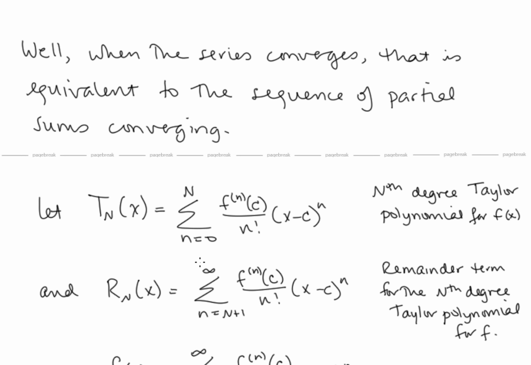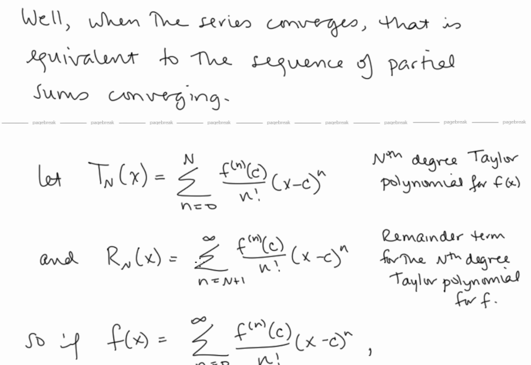So let's introduce some new notation. Capital T sub n is going to be the nth partial sum of this power series. So this is the nth degree Taylor polynomial for f of x. We said that the infinite series was called the Taylor series. Now we're taking a finite partial sum, so what we get is actually a polynomial, and this is the nth degree Taylor polynomial for f of x.